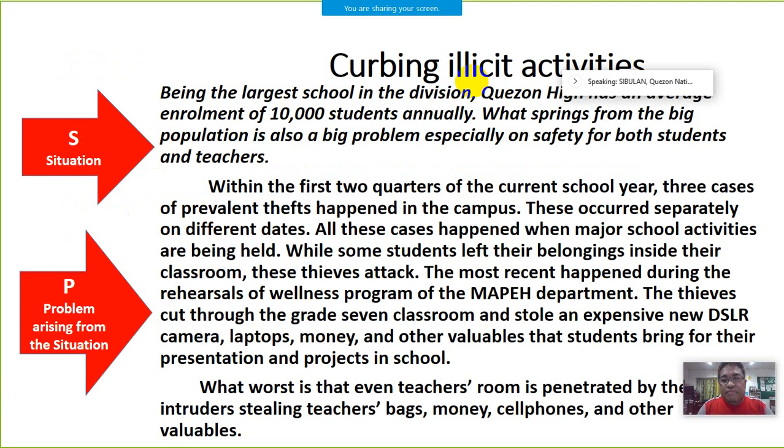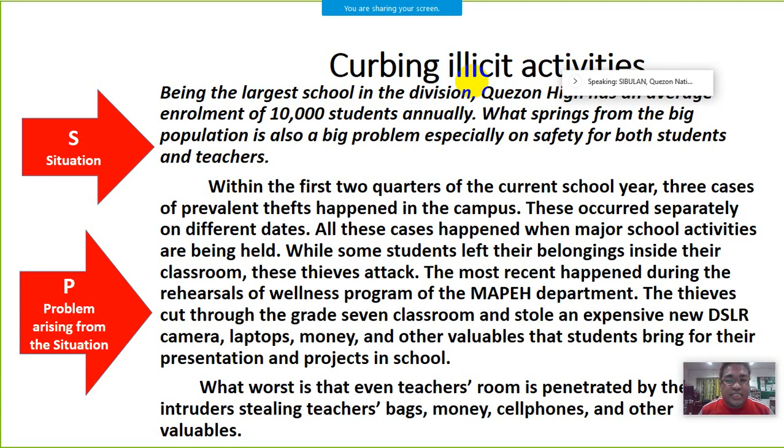Now for those advanced writers, we can do modifications because in writing editorial, we are not actually framed on the format. So for advanced writers, you can make modifications, and I have a sample here of modified specs. This is somewhat a local article from our publication. The title is Curbing Illicit Activities.